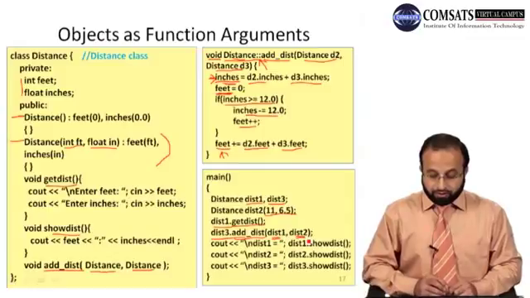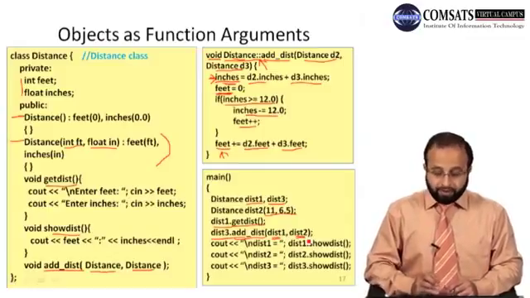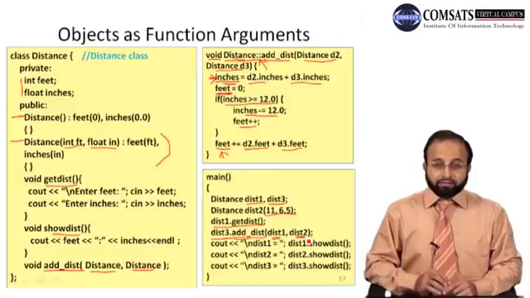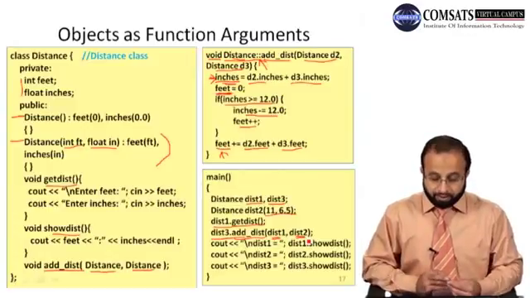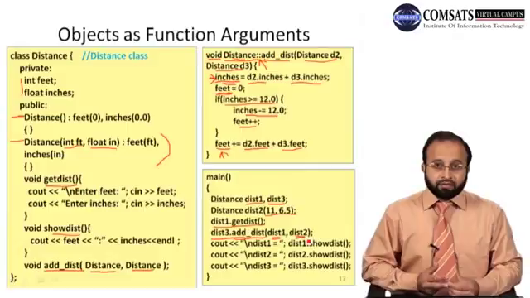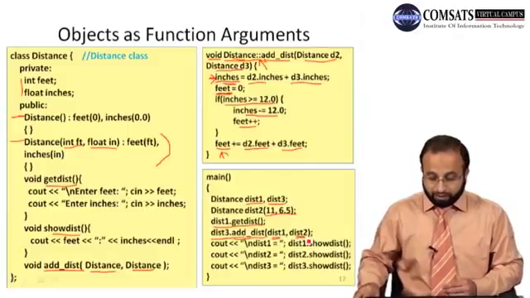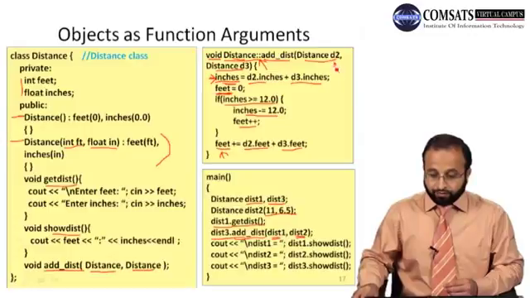Now this is very important to remember that in addDest function the private data member of dest3, which are feet and inches, are directly accessible, while the values of dest1 will be copied to the object d2, and the value of dest2 object will be copied to d3 object, right? जो D3 ऑब्जेक्ट है इस ऑब्जेक्ट में कॉपी हो जाएंगी वैल्यूज.